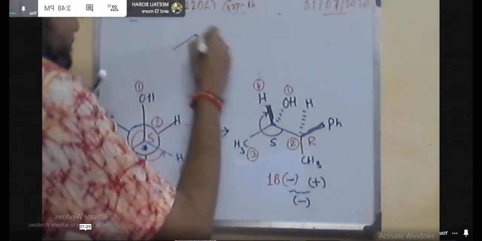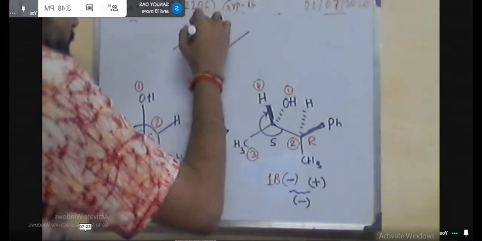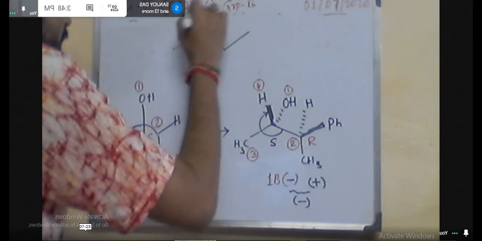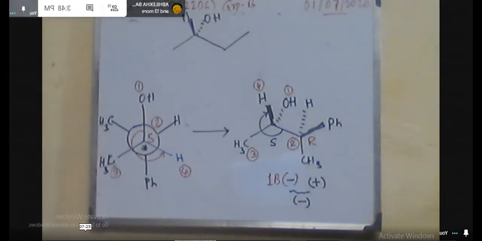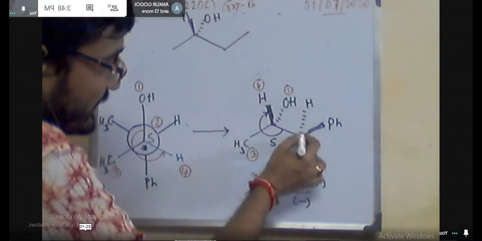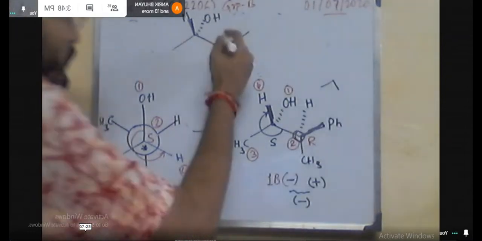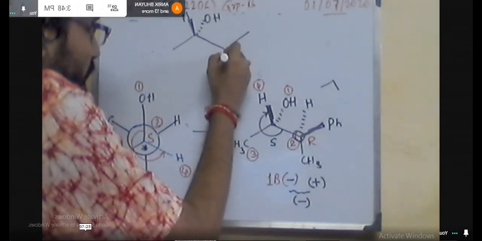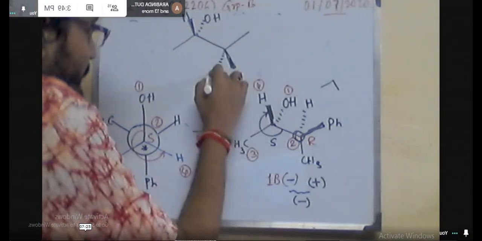Say hydrogen, phenyl, CH3, CH3. Just check the conformation, whether the configuration is correct or wrong. In this case, this is 1, this is 2, 3, 4. We know 2B plus. This is the second group that is away from the viewer, 2B plus. Now the rotation of the rest of the 3 groups according to the priority, 1, 2, 3 clockwise rotation means plus.